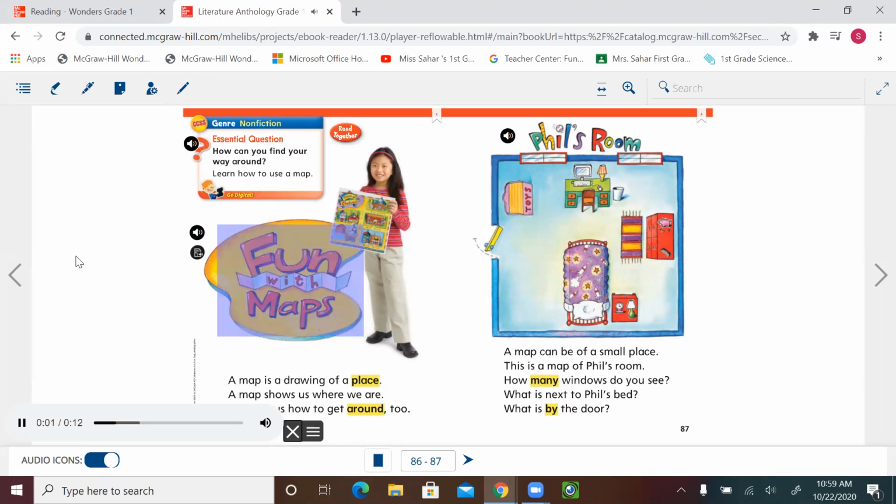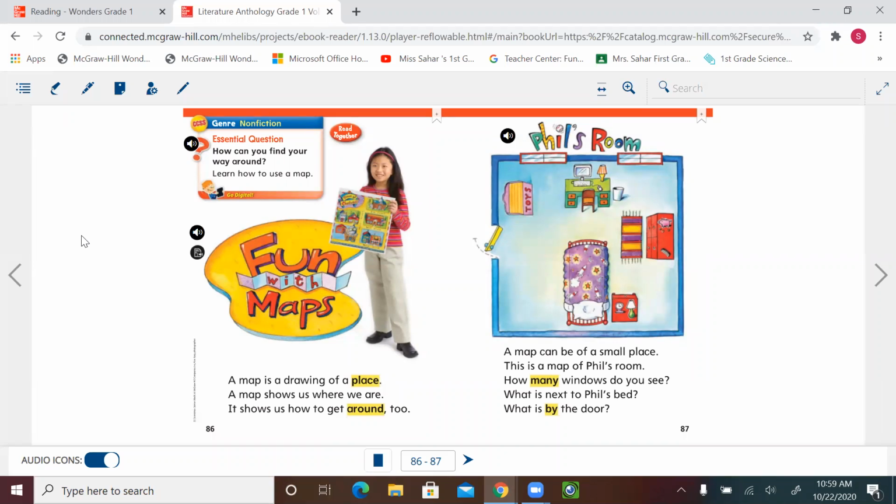Fun with maps. A map is a drawing of a place. A map shows us where we are. It shows us how to get around, too. So now I know that it's just a drawing, and that's why you have different ones. And we talked about this before in our story when we saw that little girl had a map for her room, and then for her house, and then for her street, for her town, for her state, and then for her country, then the world map, right?